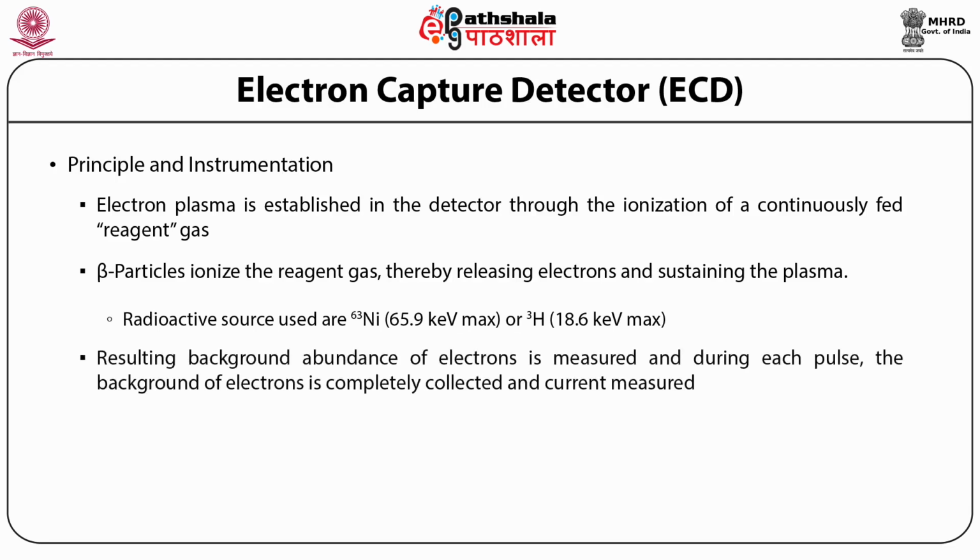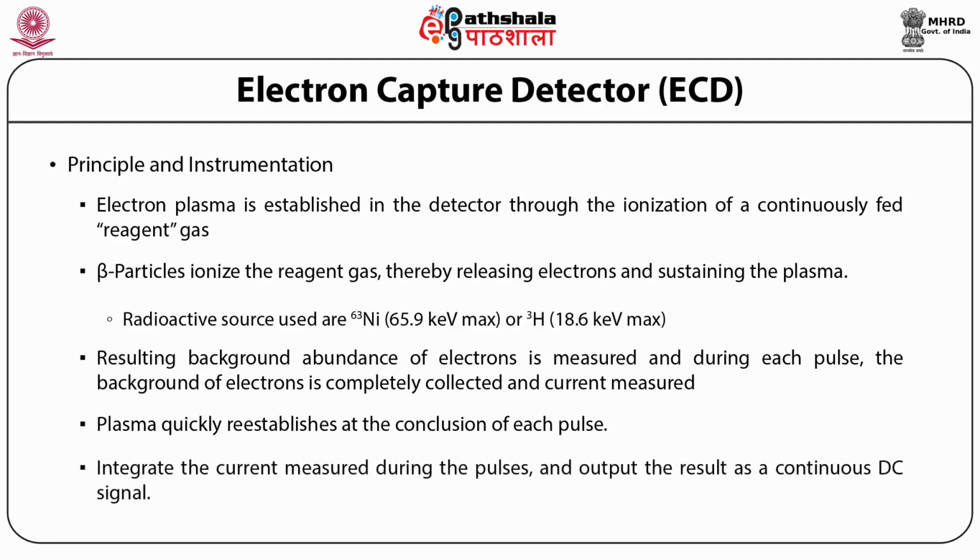The resulting background abundance of electrons is measured, usually by using a pulse circuit with a 30 to 50 volt pulse. During each pulse, the background of electrons is completely collected and the current is measured. The plasma quickly re-establishes at the conclusion of each pulse. One approach in the electronics of the electron capture detector is to integrate the current measured during the pulse and output the result as a continuous DC signal.